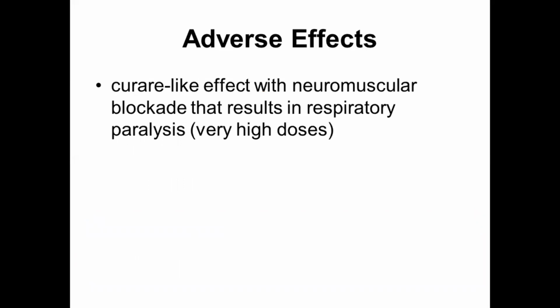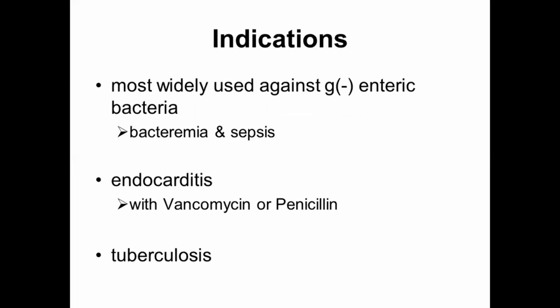Sometimes it can cause a curare-like effect with neuromuscular blockade that can result in respiratory paralysis. That is if high doses are given. They are widely used for gram-negative enteric bacteria causing bacteremia and sepsis, endocarditis, and they are also used as second-line drugs for tuberculosis.